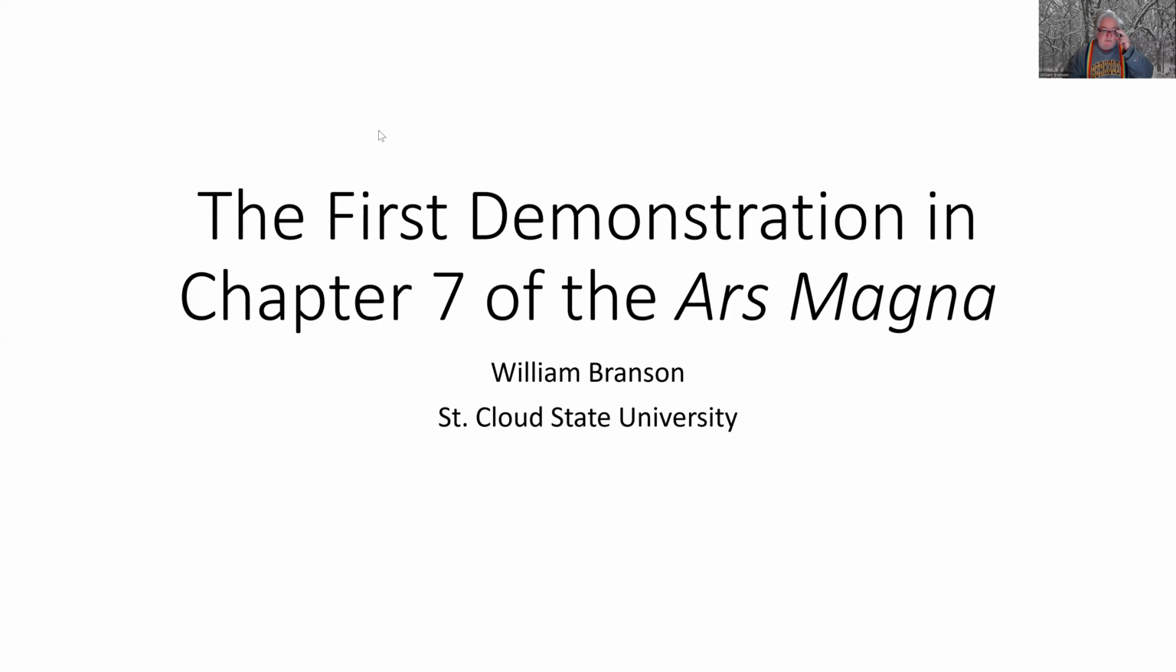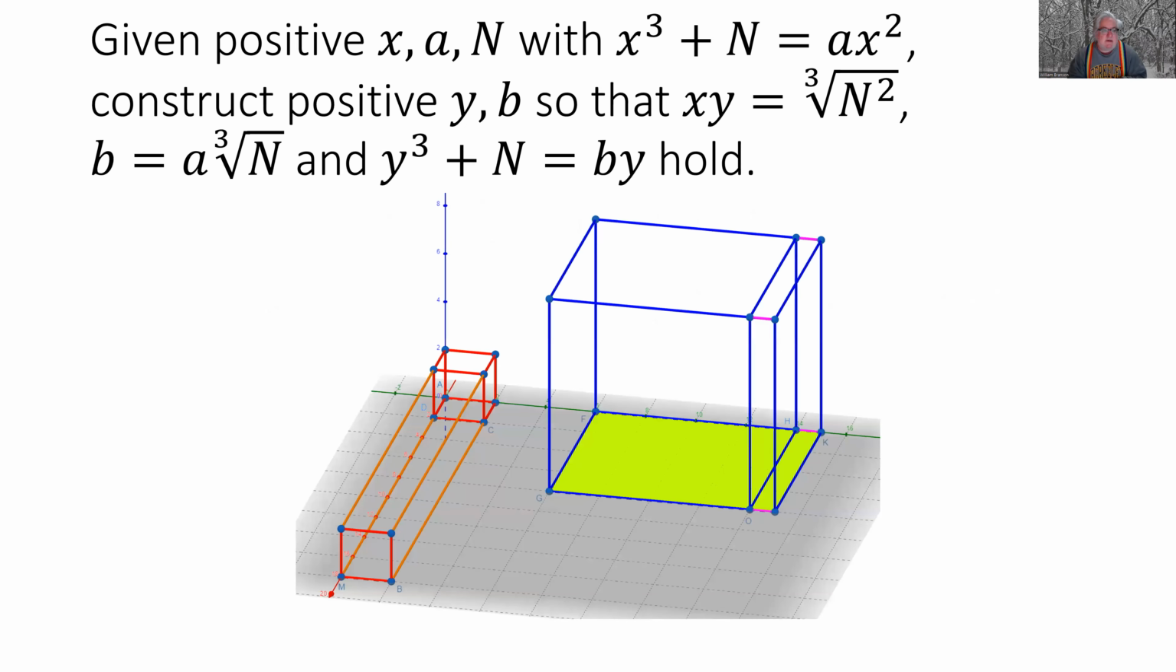So this is the first demonstration in chapter 7 of the Ars Magna. The text of the article goes through this demonstration in more detail, but as with many geometric demonstrations, it's useful to see the sequence of steps involved in the construction rather than just seeing it as text. So here's the problem in hand.